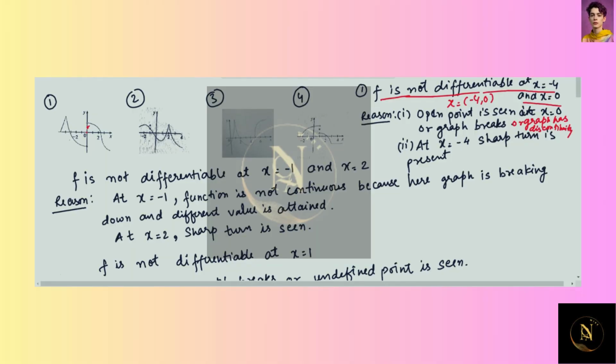Right? All right. So now we can say at x equals minus 4, a sharp turn is present, right? So for the sharp turn, we cannot differentiate the function, right? So now for the second graph, we can see here f is not differentiable at x equals minus 1 and x equals 2.